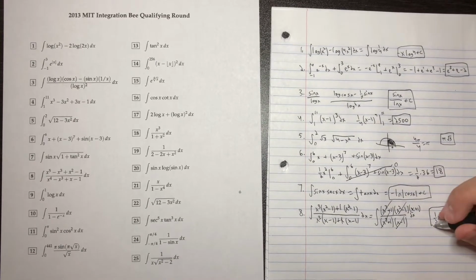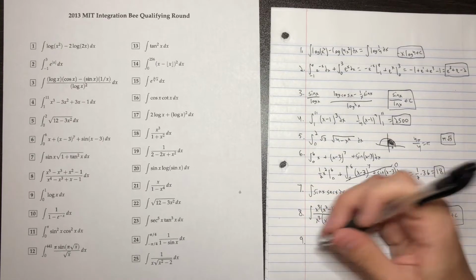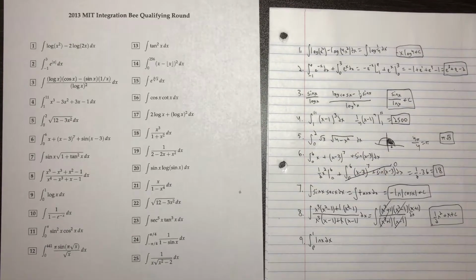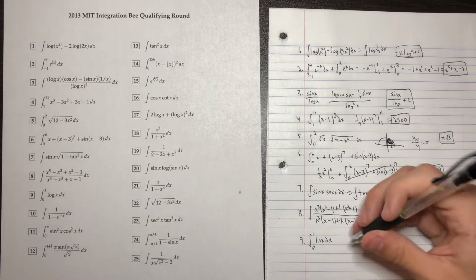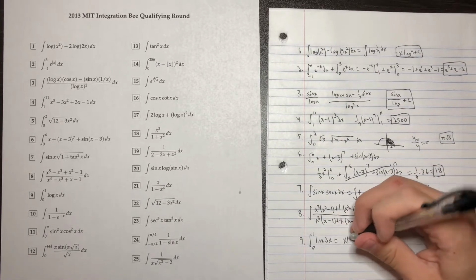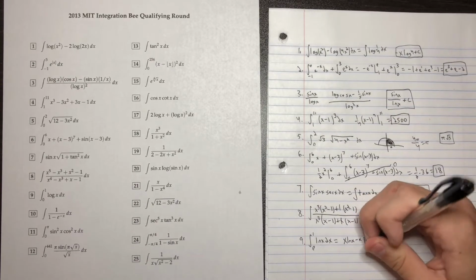It's an indefinite integral. Moving on to question 9, we have the integral from 0 to 1 of log x. Now, in order to integrate log of x, it's pretty easy. You can just do integration by parts by differentiating log of x and integrating 1. But it's also a pretty easy one to have memorized, so I know it's x natural log of x minus x, evaluated from 0 to 1.